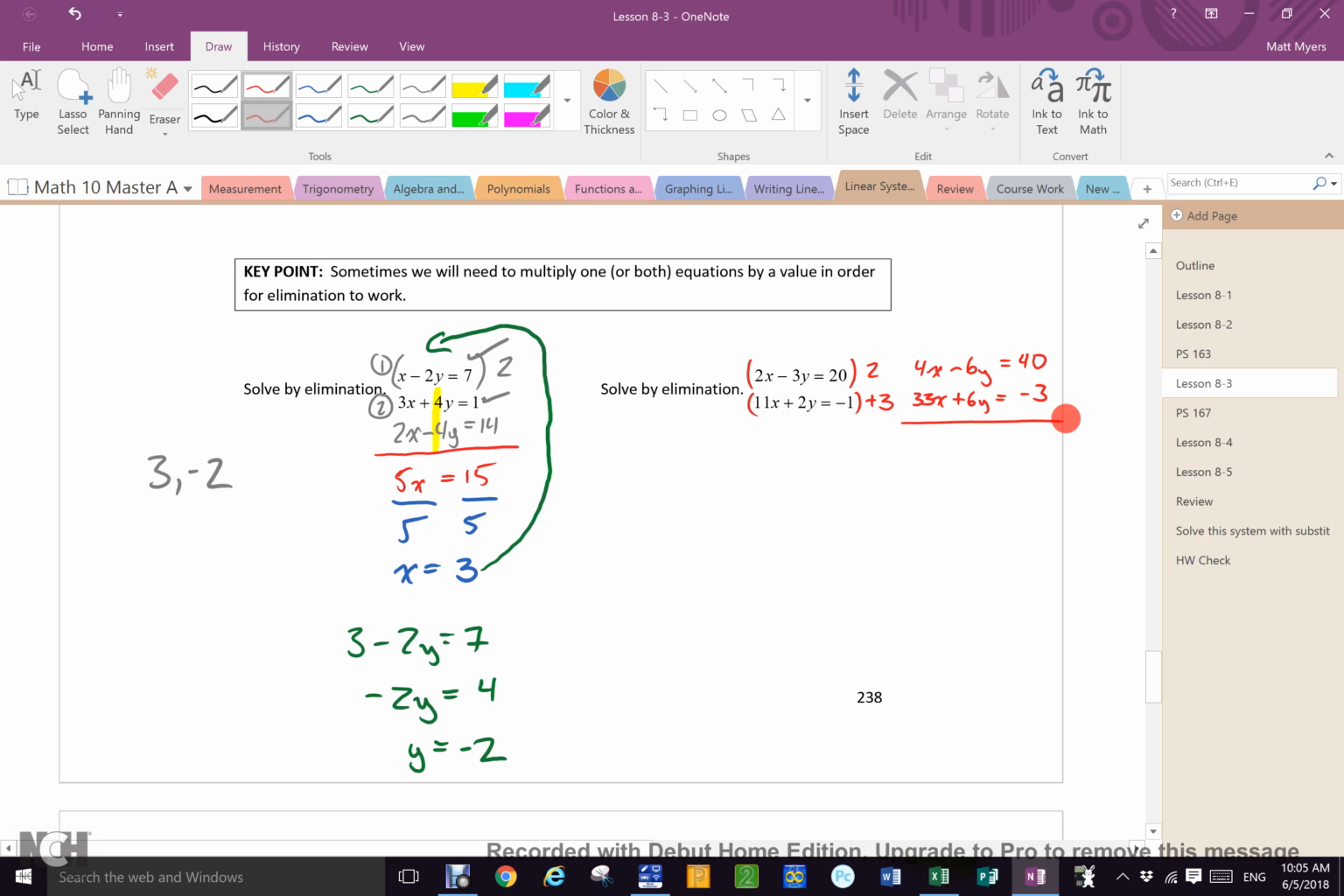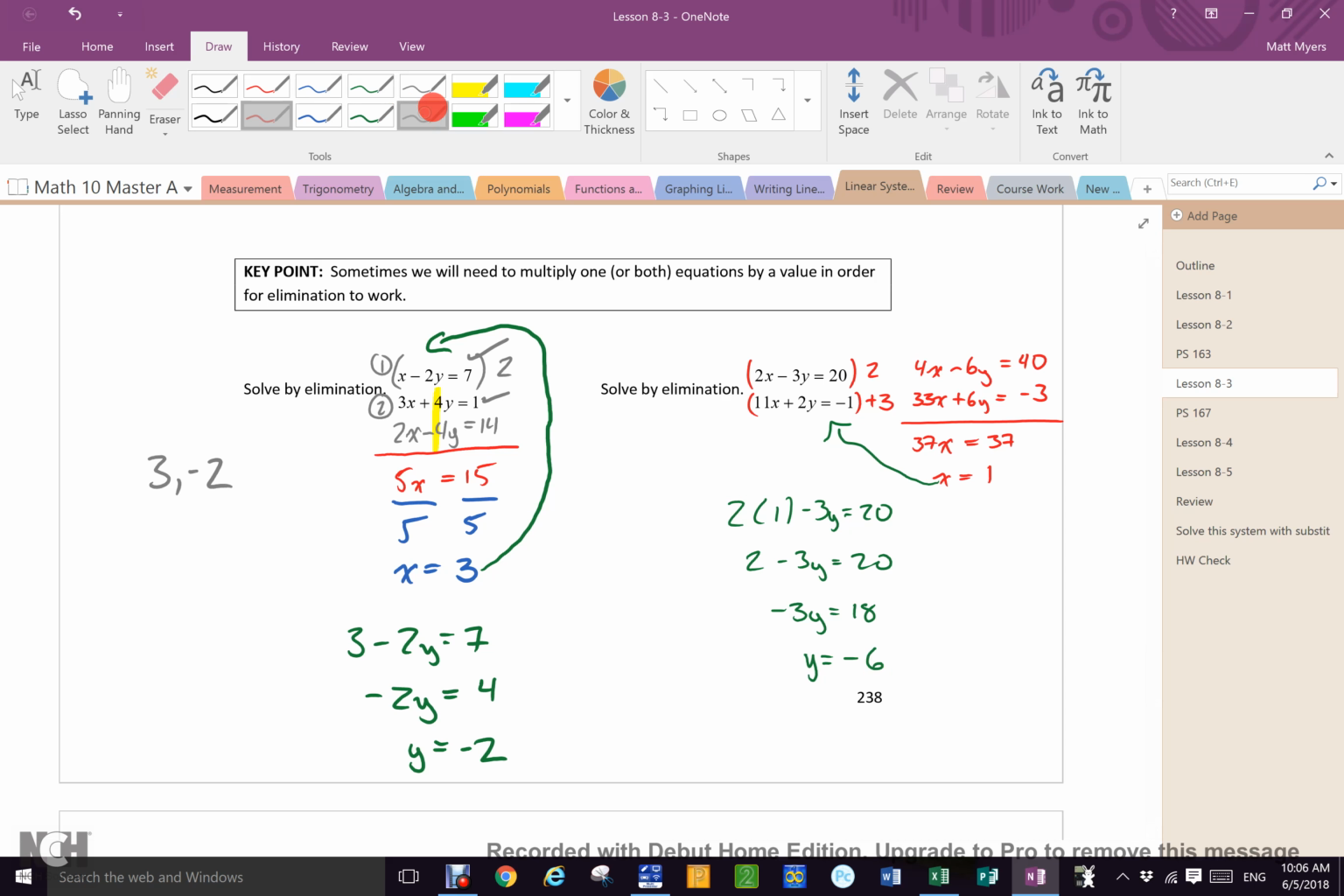Then I would combine them. 4 plus 33, 37x. The y's eliminate. 40 minus 3 is 37. X would equal 1. I should have done that in blue. Then I take that 1 and I take it back to any x I want. 2 times 1 minus 3y equals 20. 2 minus 3y equals 20. Negative 3y equals 18. Y equals negative 6.